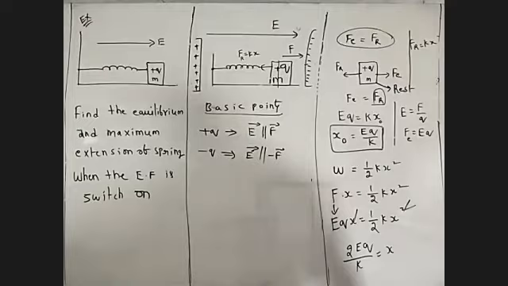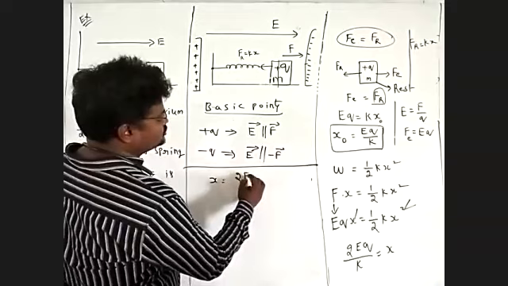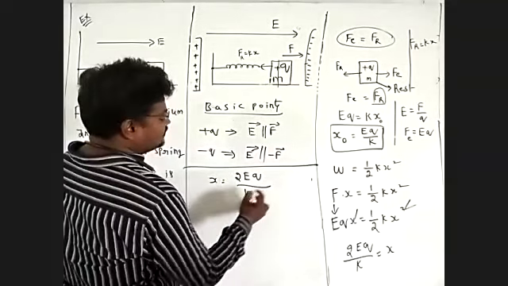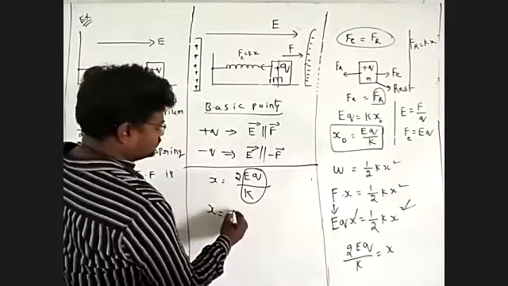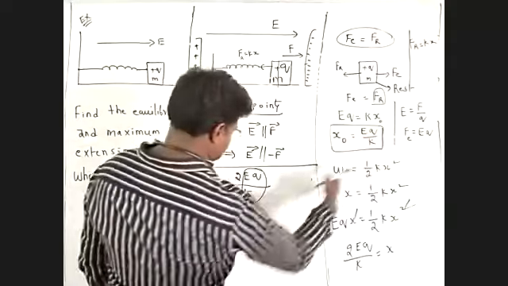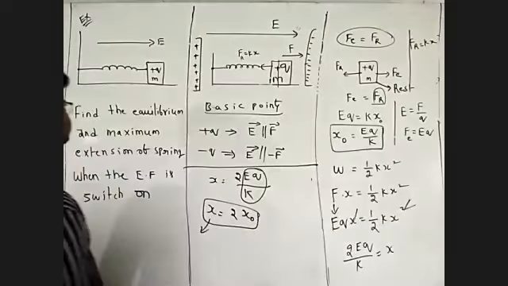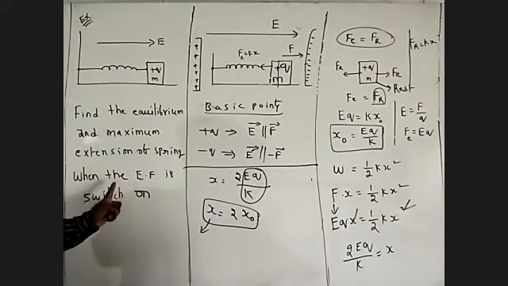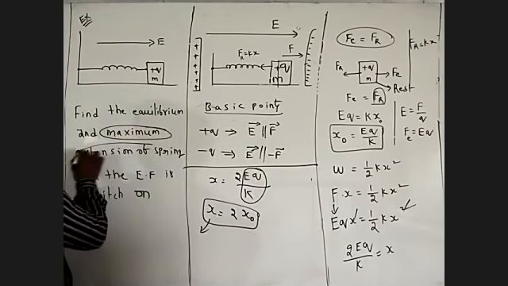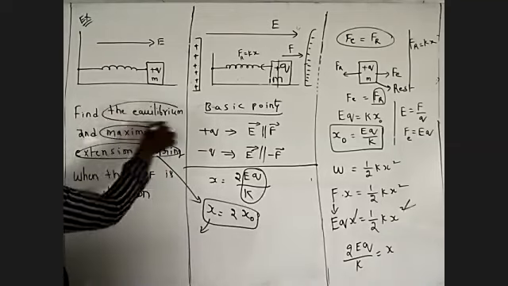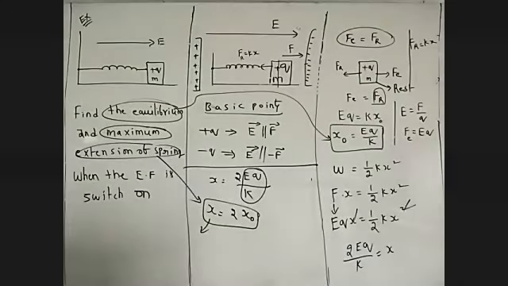That is x. Now we will write that equation. X is equal to 2EQ by k. Initially, 2x naught is equal to EQ by k, where EQ by k means x naught. This is the maximum extension of the spring. The maximum extension of the spring is this value. So equilibrium means we can write this value.